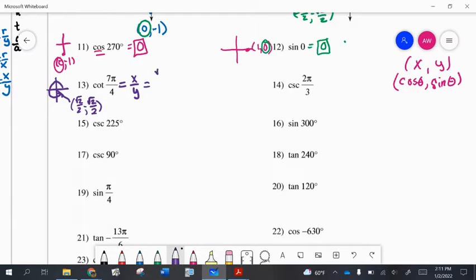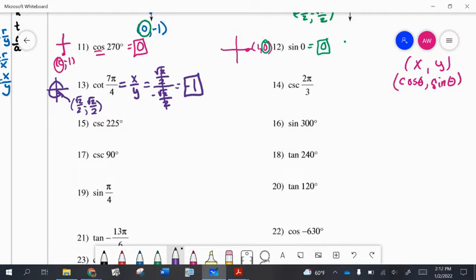The x coordinate is root 2 over 2. The y coordinate is negative root 2 over 2. Anything over itself simplifies to 1. The negative is still there, so that's -1. So the cotangent of 7 pi over 4 is -1.